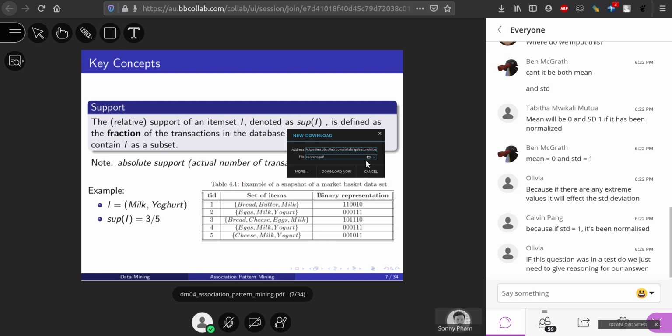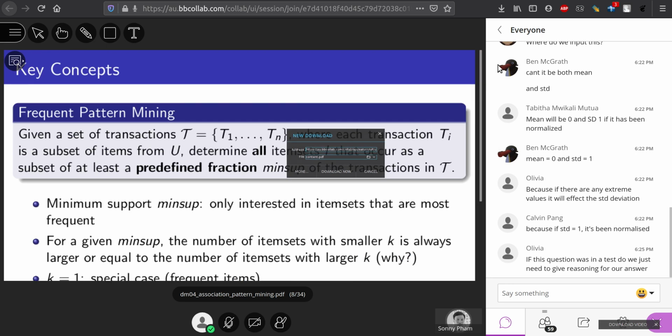support, right? Support, or relative support and absolute support. You will see this term frequently in the tutorial questions. The support refers to what I call frequent. How do we define frequent? Support refers to item sets or items that are statistically significant. So typically we define what I call a minimum support.